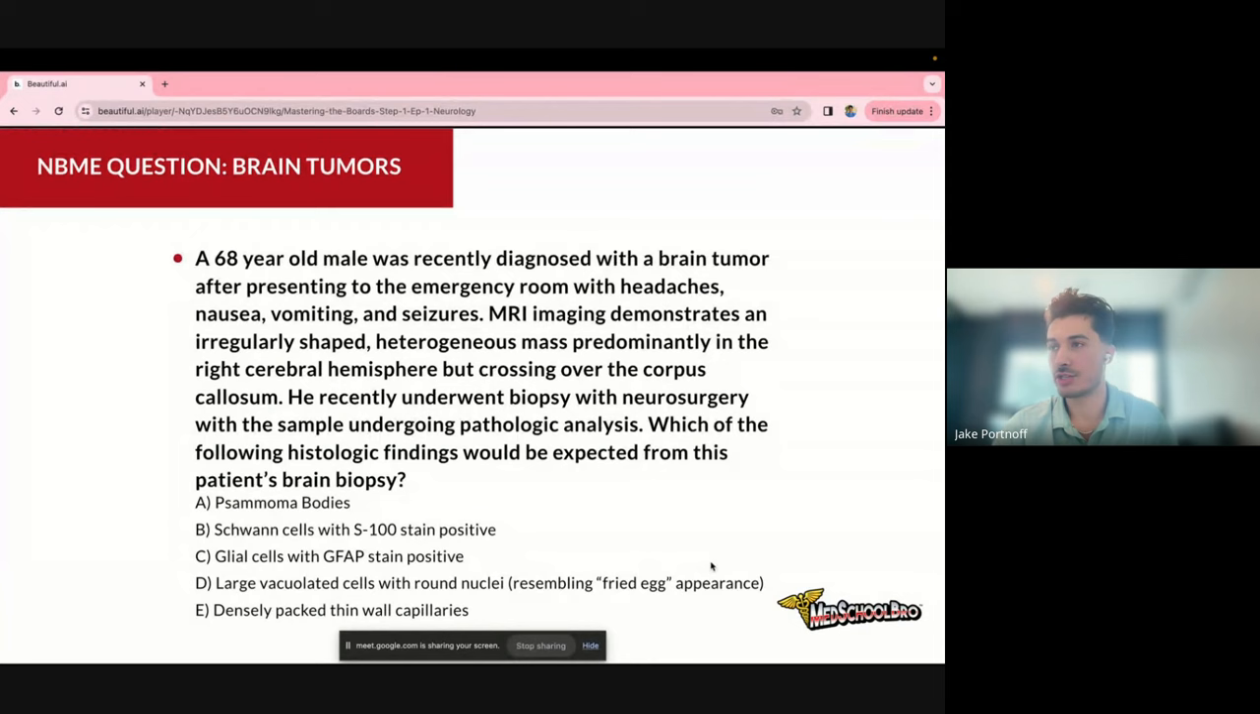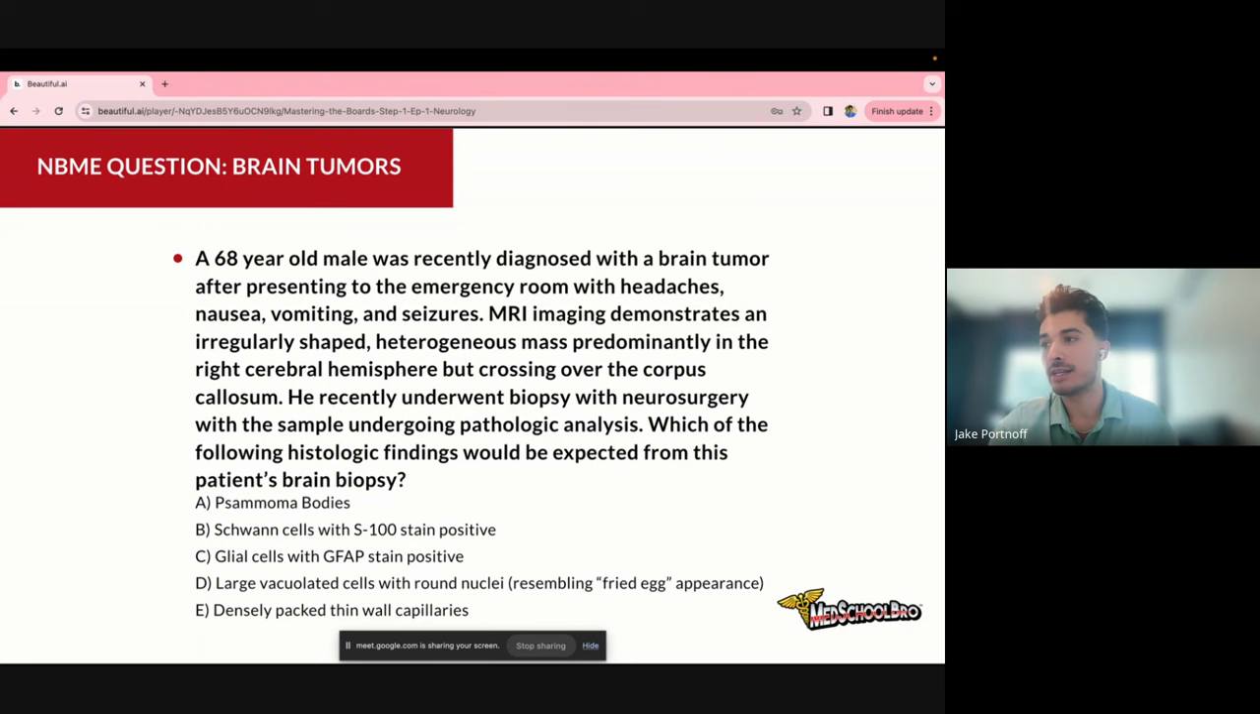Schwann cells, S100. What are you thinking there? What brain tumor are you thinking there? Schwannoma, great. Bilateral, NF2, neurofibromatosis 2. It's a mouthful. We talked about glial cells GFAP positive, right? We talked about GFAP as a marker of what? Astrocytes, okay?